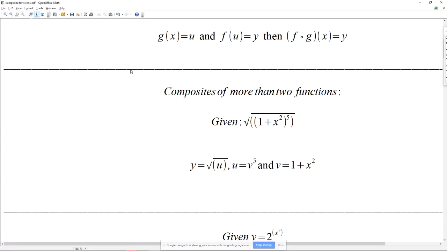So the point is the composition of functions is a way that we can combine 2 or 3 or 4 or 5, or sometimes you can see 6 or 7. It comes up in practical applications all the time.